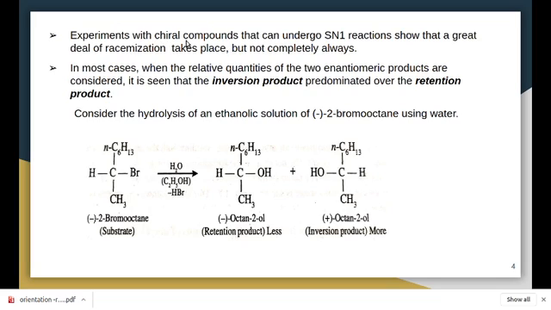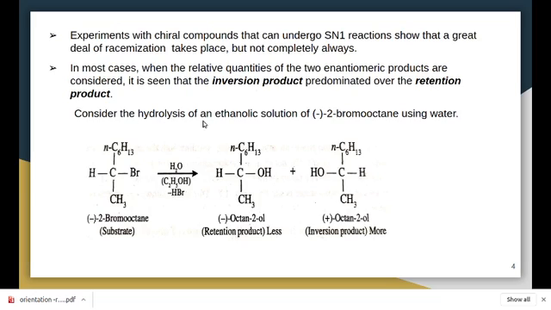Experiments with chiral compounds that can undergo SN1 reactions show that a great deal of racemization takes place, but not always completely. Usually we expect a racemic mixture in the case of SN1 reaction, but this is not happening in all cases. In most cases, when the relative quantities of the two enantiomeric products are considered, it is seen that the inversion product predominates over the retention product.